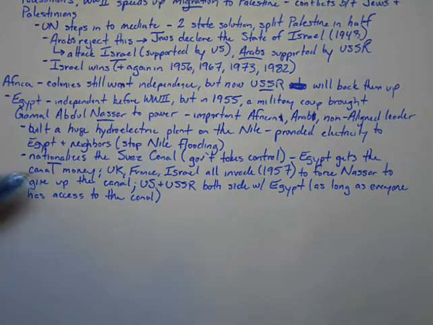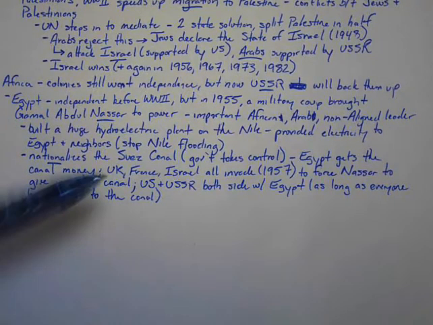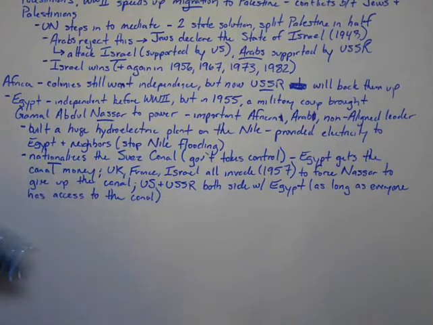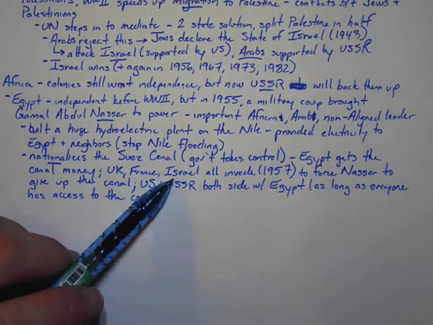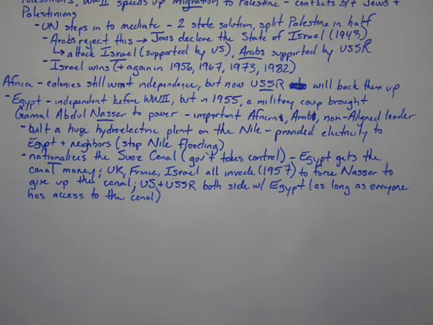And that's why the British, the French, and the Israelis invaded in the first place. Both the British and the French have invaded Egypt before, and they were afraid that Egypt would not allow them to use the canal. Egypt had just finished fighting with Israel. They were one of the countries that invaded. And so all three of them have reason to believe that Egypt would cut them off of the canal.